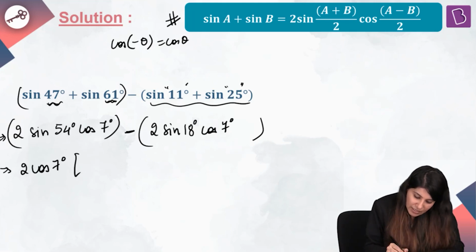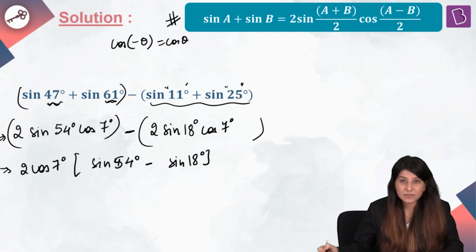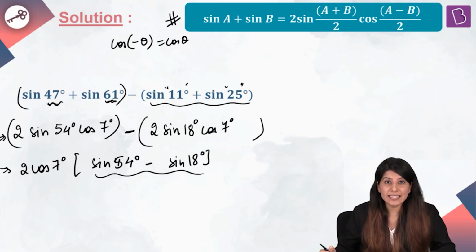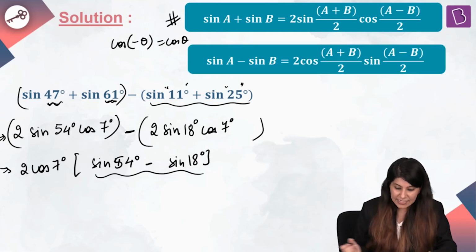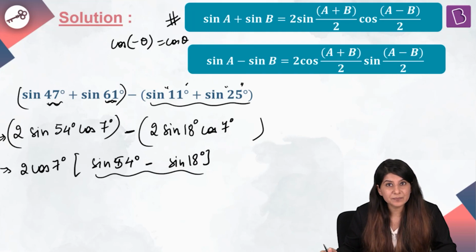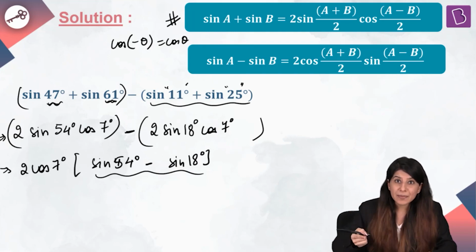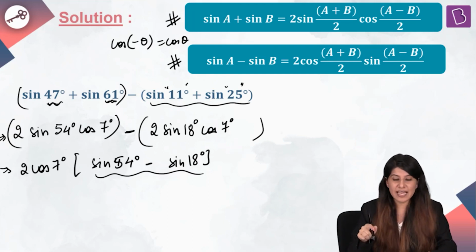Sine 54 degree minus sine 18 degree. How to solve this now? This part, sine 54 degree minus sine 18 degree. To solve this, we need another formula. And the formula is sine A minus sine B. Sine A minus sine B is nothing but 2 cos A plus B by 2 sine A minus B by 2. Please remember this formula as well.